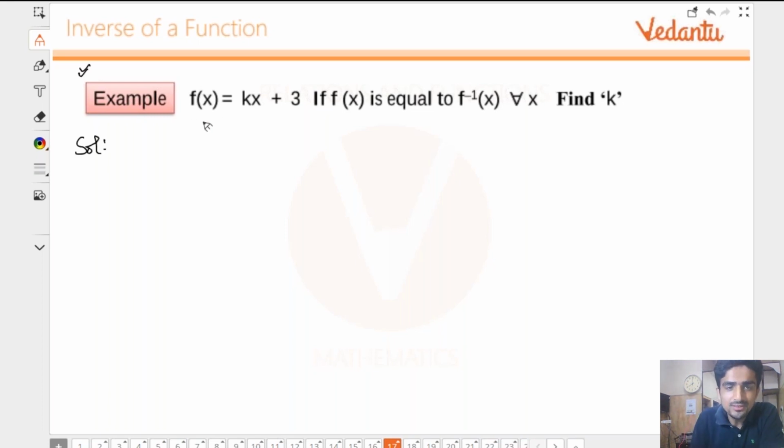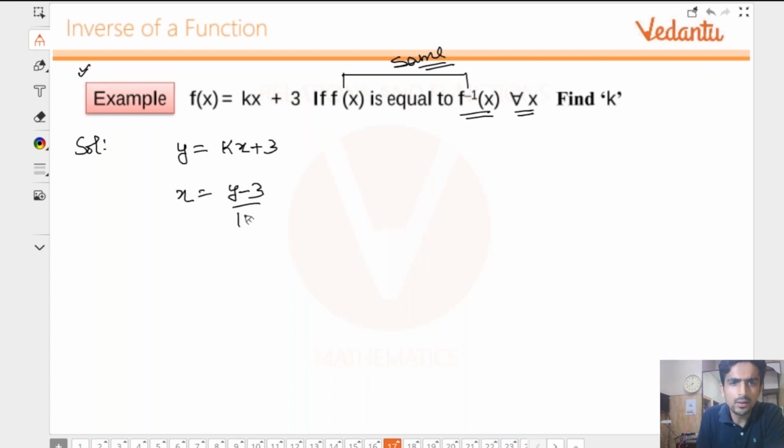Okay, guys. Question says, function is kx plus 3. If fx is equal to f inverse x, then find k. Please note for all x. For all x mean they should be same. Only then for all x they must be equal. So what will you do? First we will find inverse of this function, which is very easy to find. We get this thing. Simple.